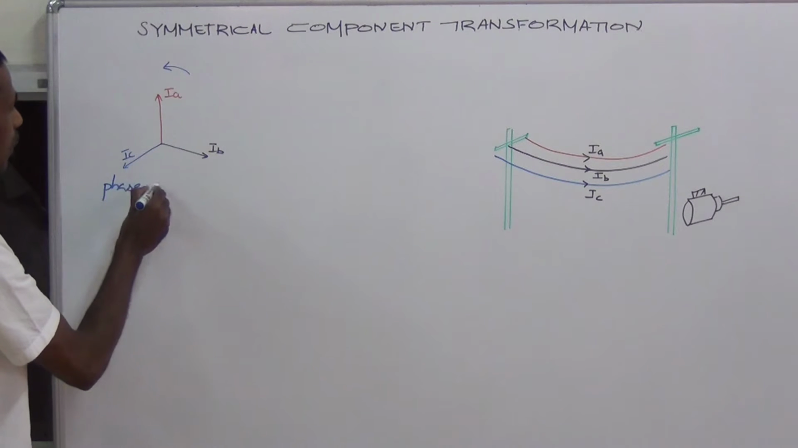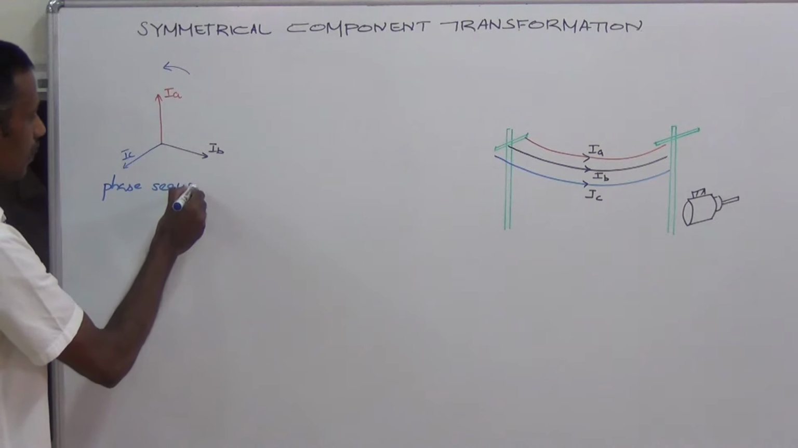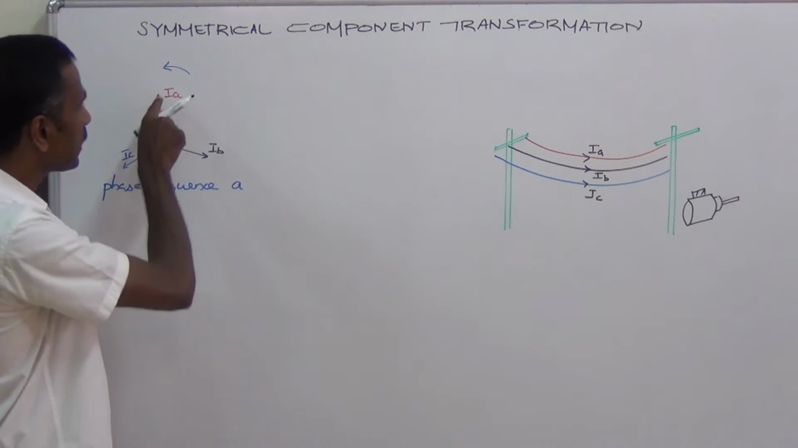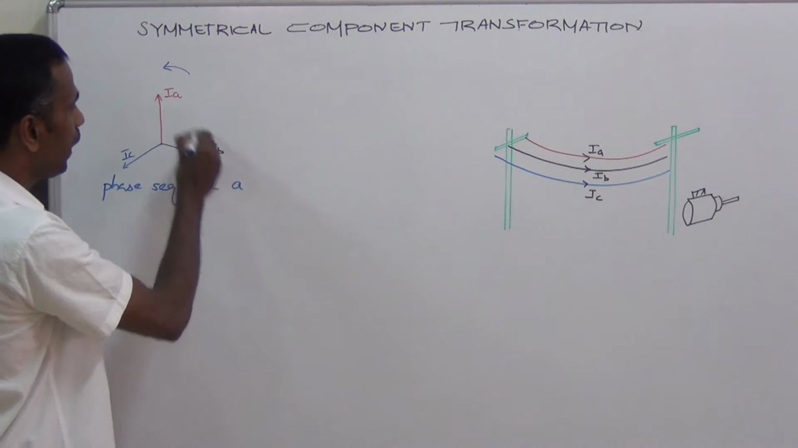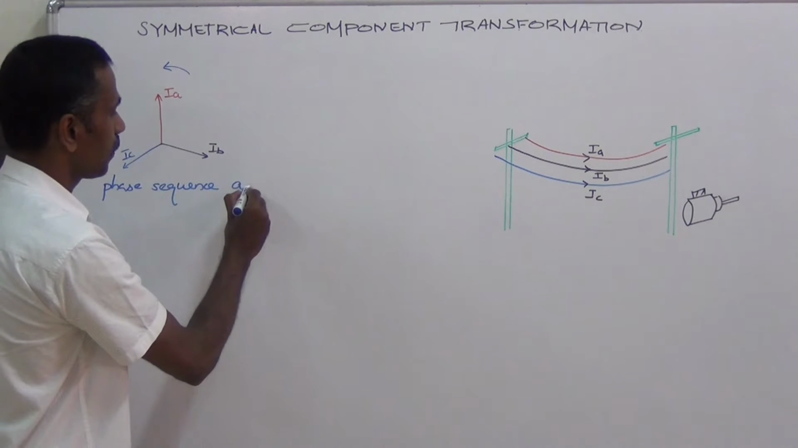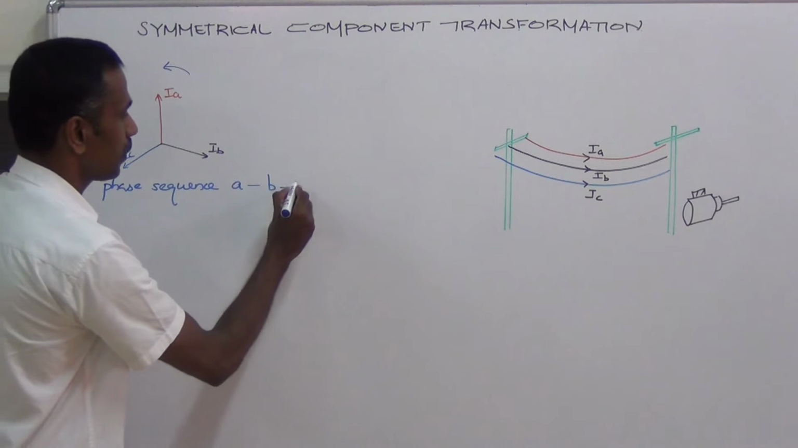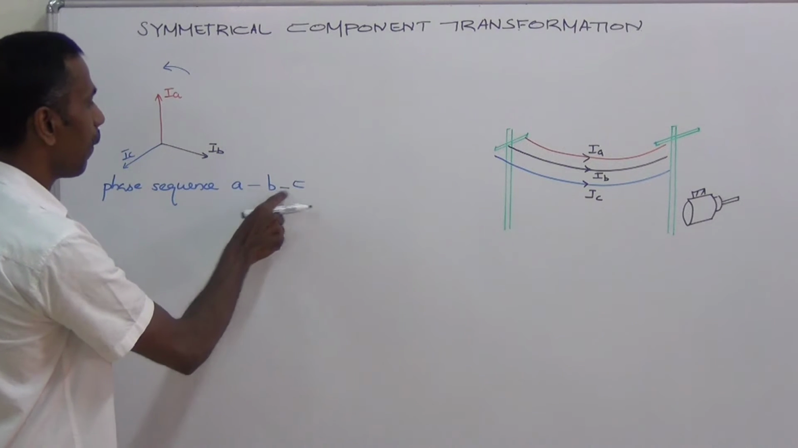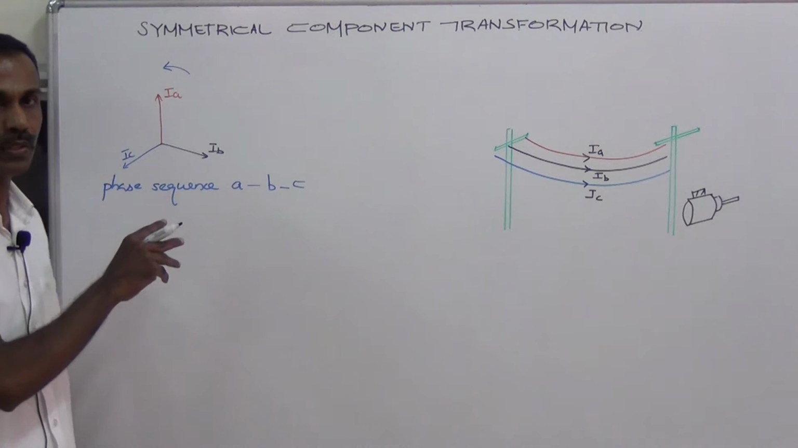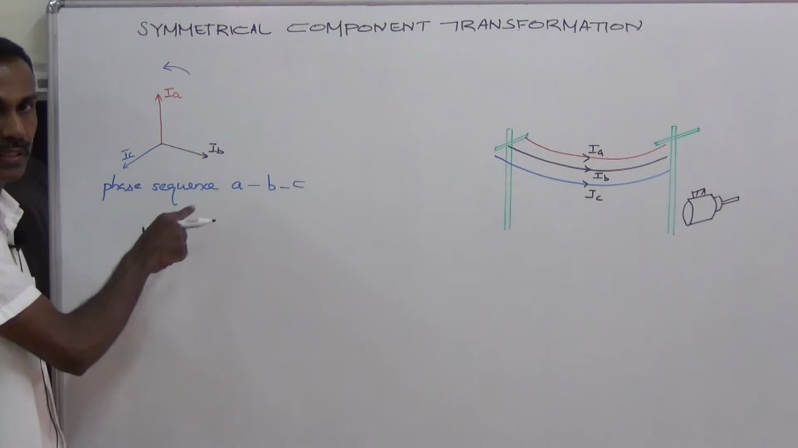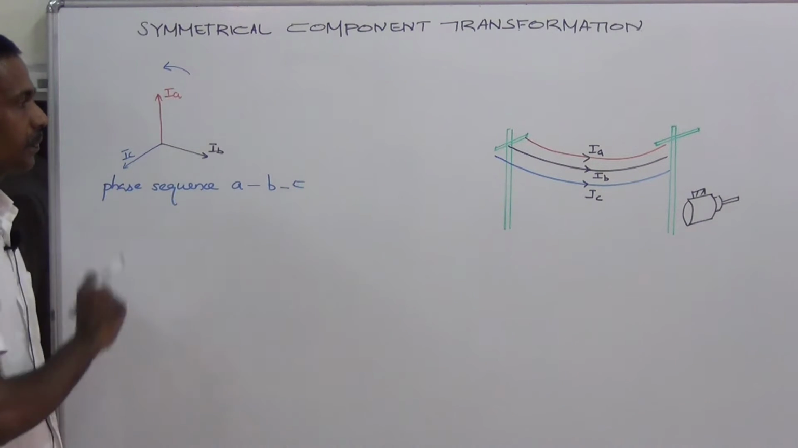The phase sequence of these vectors is: A is the reference vector, B follows A, C follows B. So A, B, C. This is the phase sequence of these three vectors. It is a sequence in which the vectors are rotating.